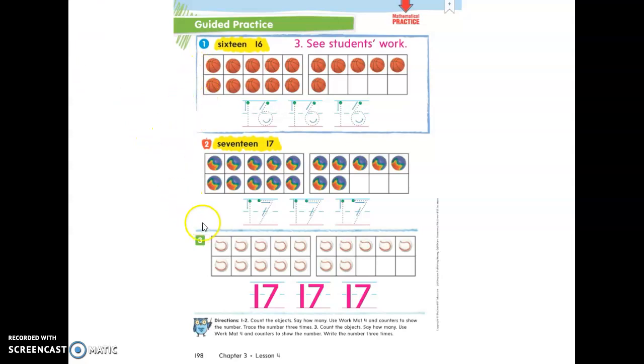In number 1 and 2, you would trace the 16 and 17. In number 3, you would have 17 objects and then you would write it 3 times. If you didn't get the correct number, go back and count the objects again.